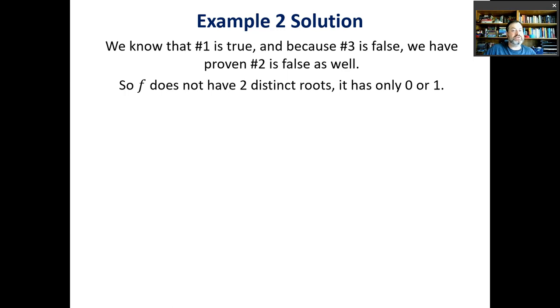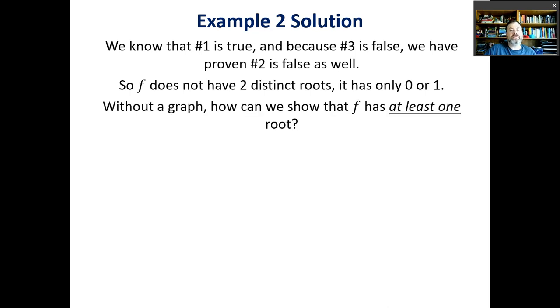So f does not have 2 distinct roots. It only has 0 or 1. Right? That's the only... Well, if it doesn't have 2, it doesn't have more than 2. So the only thing left is 0 or 1. So it either doesn't cross the x-axis or it crosses exactly once.